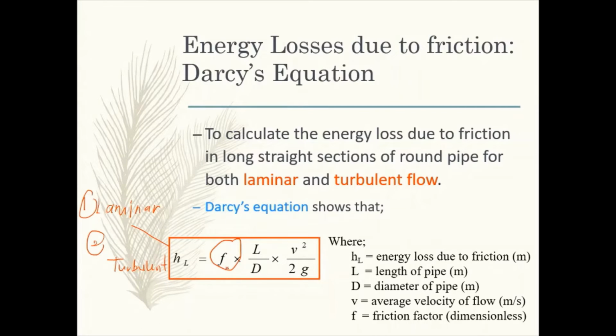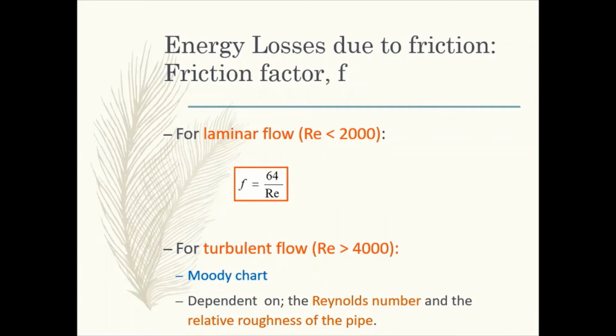So how do we get this F value? For laminar flow, we can get the value of the friction factor from this equation: the friction factor is equal to 64 over the Reynolds number. This is only valid for a Reynolds number less than 2000. But for turbulent flow, where the Reynolds number is greater than 4000, we need to use the Moody chart, which depends on the Reynolds number and the relative roughness of the pipe.